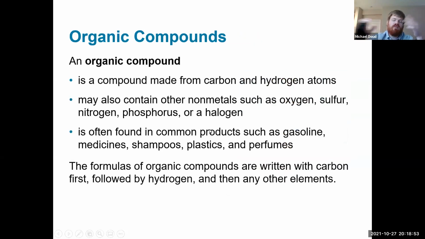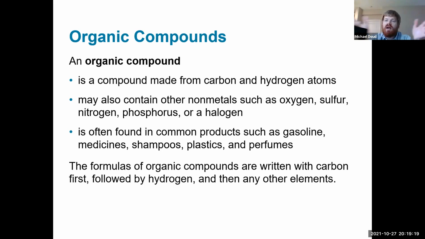Now, you might ask yourself, why organic compounds? Why are they important? And why do we have a whole section of our class devoted to them? As you can guess, organic, as it sounds, comes from words that suggest life-like or from life. And the initial discovery of a lot of these organic compounds is in living things.